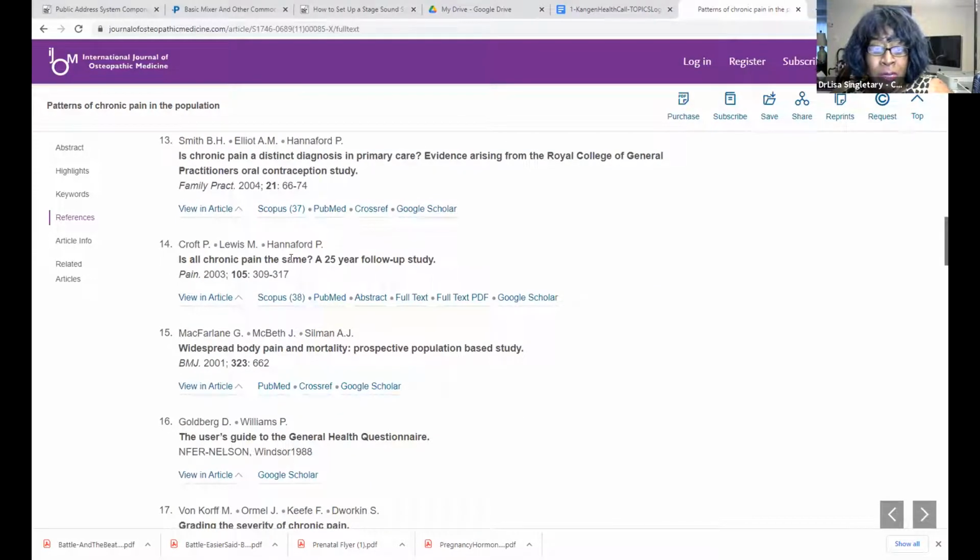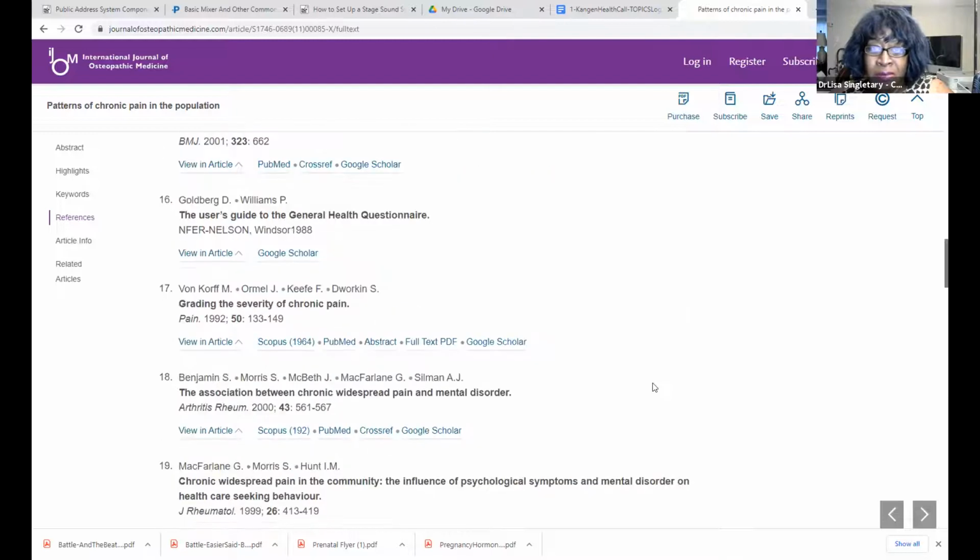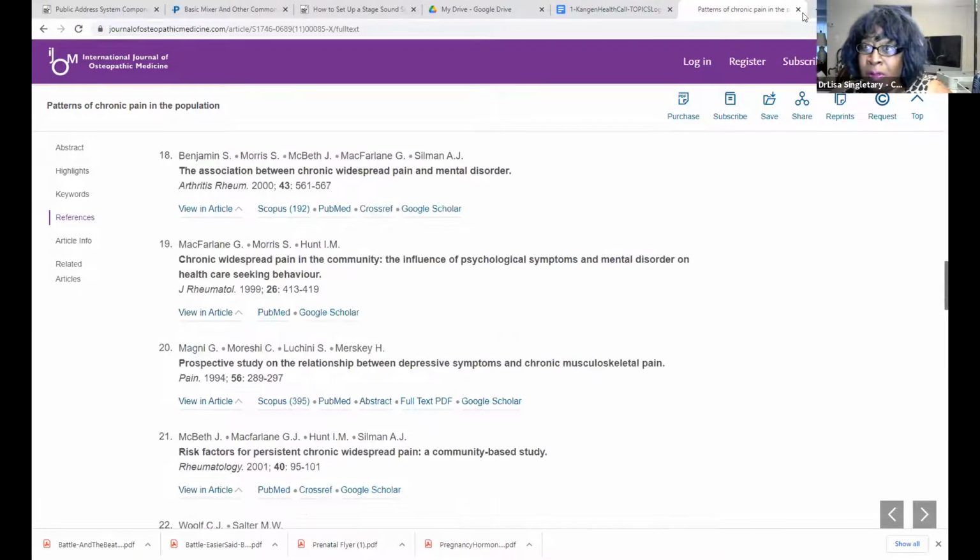Here's another one. Is all chronic pain the same? A 25-year follow-up study. Pain is one of the main reasons that people look for help with their health. And our usual response to pain, the physician's usual response to pain, is missing, I think, a huge part of what is really underlying it. So yeah, this is definitely going to be a series.